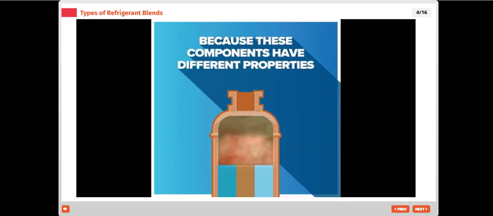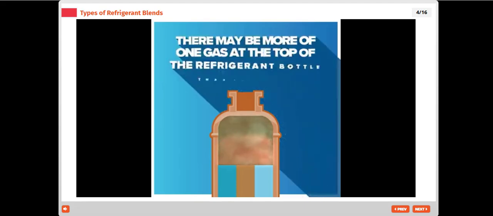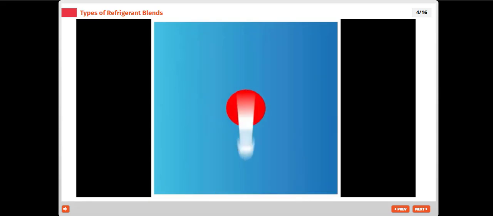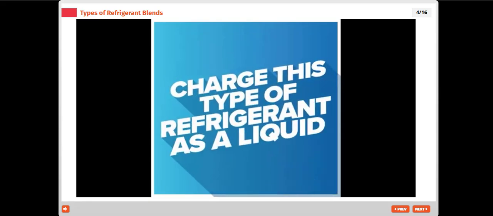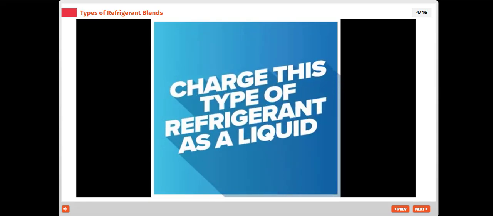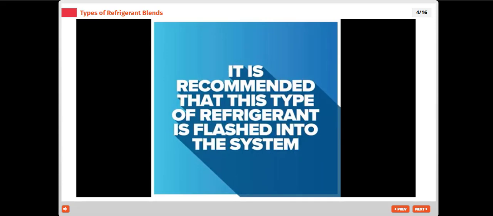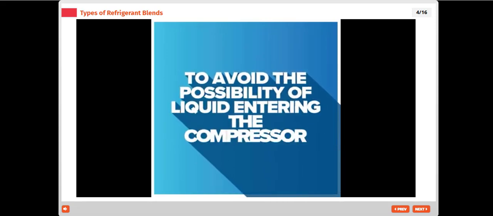Because these components have differing properties, there may be more of one gas at the top of the refrigerant bottle than the other. That is why it is important to charge this type of refrigerant as a liquid to ensure the system receives the full blend. It is recommended, however, that this type of refrigerant is flashed into the system to avoid the possibility of liquid entering the compressor, damaging that compressor.